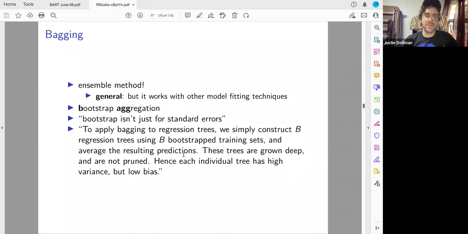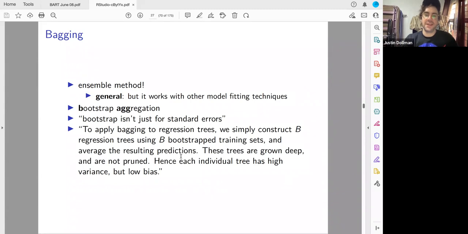So again, from the book, always very succinct. What bagging is for regression trees is just creating B trees. That capital B, we're going to see quite a bit. That's going to be the hyperparameter for how many trees we ultimately create. So we're going to create B of those. And how are we going to create B? Well, we're just going to fit trees on B Bootstrap training sets and then average the resulting predictions. And this is a key point, the one I'm about to highlight, that the trees are grown deep and not pruned. I've seen people say the opposite, but I trust this book a bit more. I think that people who say the opposite are confusing this with boosting, which we'll get to in a second.